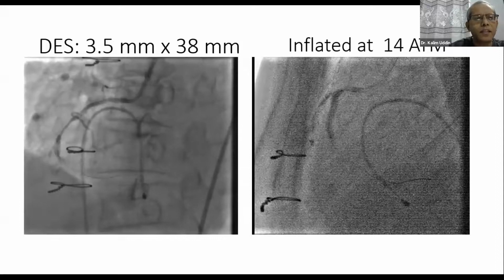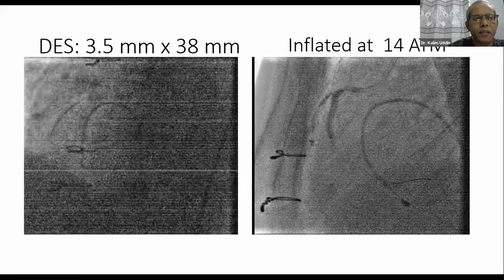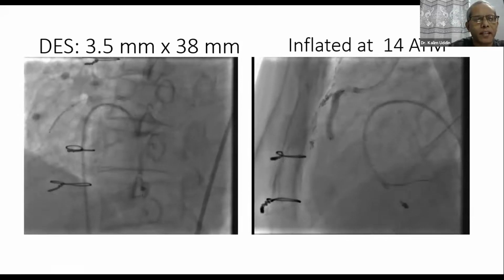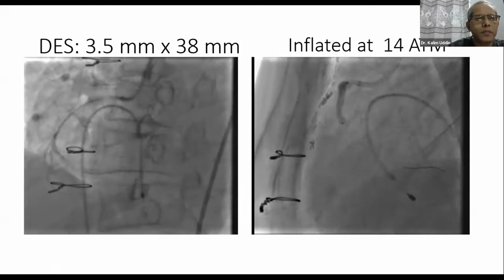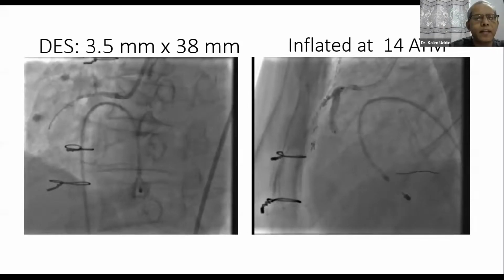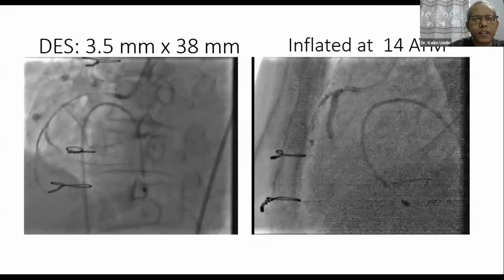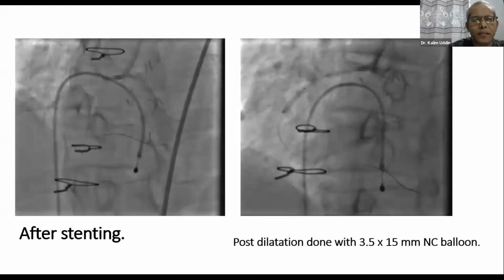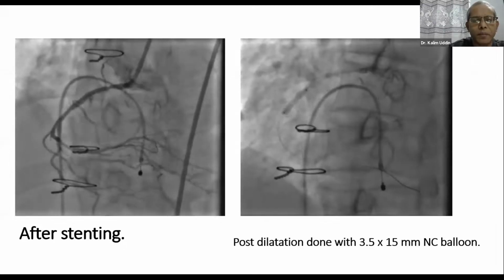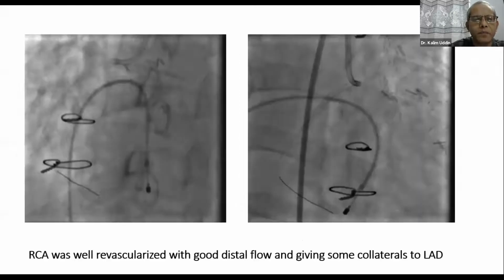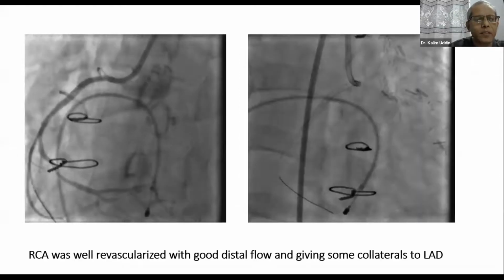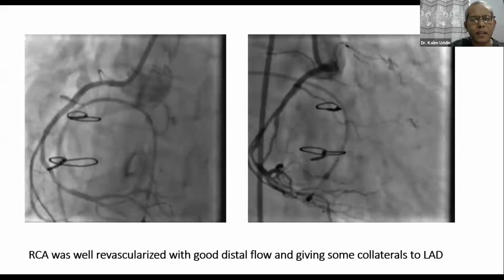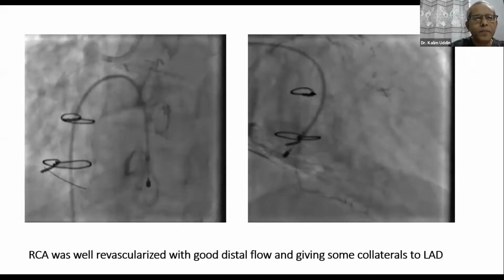Then we deployed a 3.5 into 38 millimeter drug-eluting stent from proximal to mid RCA, inflated at 14 atmospheres. Image after stenting, and post dilation was done with a 3.5 into 15 millimeter non-compliant balloon. The RCA was well revascularized, with good distal flow, and giving some collaterals to the LAD.